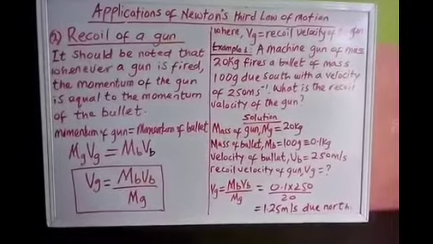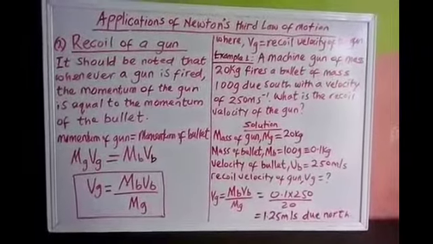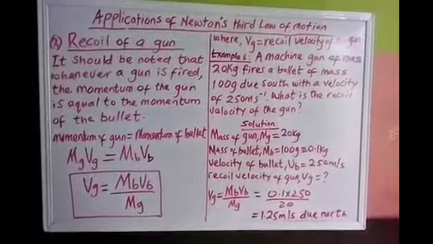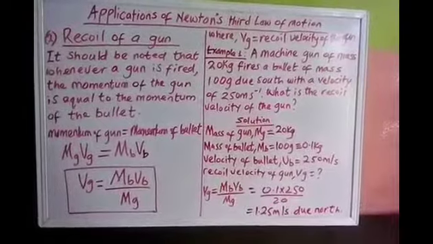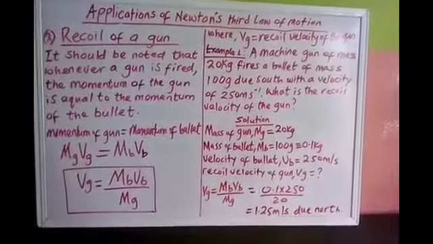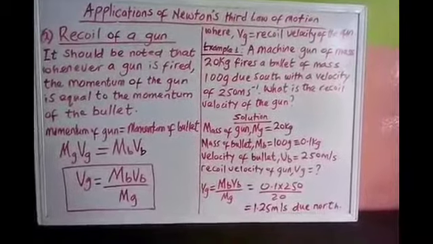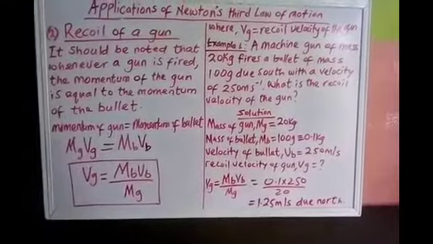Class, before we solve the question, take note. The gun and the bullet will move in opposite direction. Whenever a gun is fired, the bullet will move in opposite direction as the gun. So we are saying if the bullet is moving southward, the gun will move northward. If the bullet is moving eastward, the gun will move westward. From the question, we have the solution.